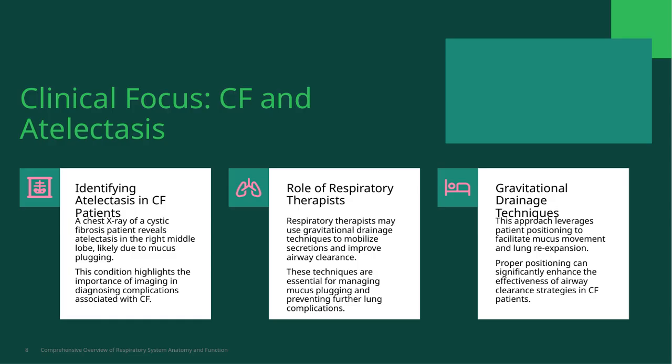Gravitational drainage takes advantage of patient positioning. By carefully adjusting how the patient is seated or lying down, we can encourage mucus to move out of the lungs more effectively. Proper positioning can make a big difference in how well airway clearance works, especially in patients with cystic fibrosis who often struggle with mucus retention. So, in summary, recognizing atelectasis through imaging and utilizing targeted techniques like gravitational drainage are key components in managing CF-related lung issues and improving patient outcomes.